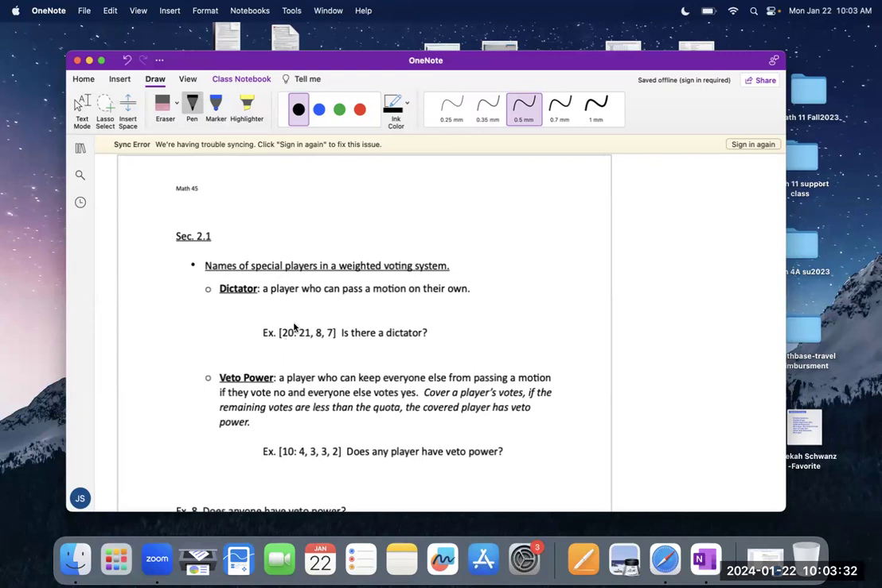20 is a quota, so you have to have 20 votes in order to pass a motion. The first player has 21 votes, the second player 8, and the third player has 7. So no matter what this first player says, it goes, because he has enough votes to pass the motion just by voting by himself. So this player right here, player number 1, is the dictator.